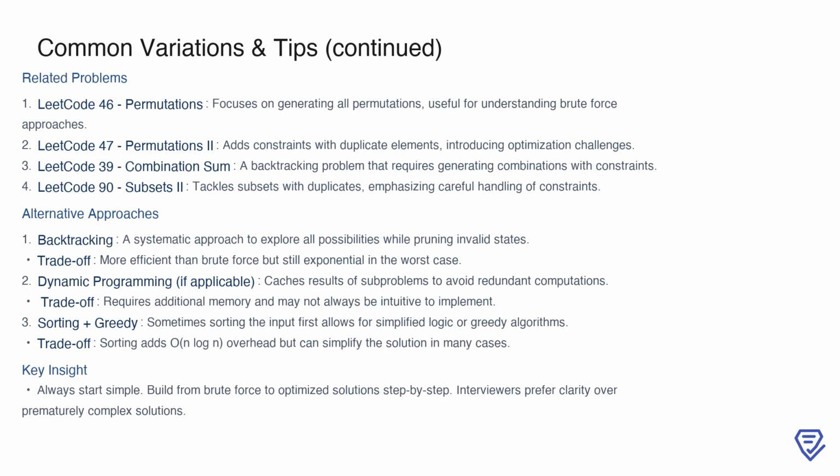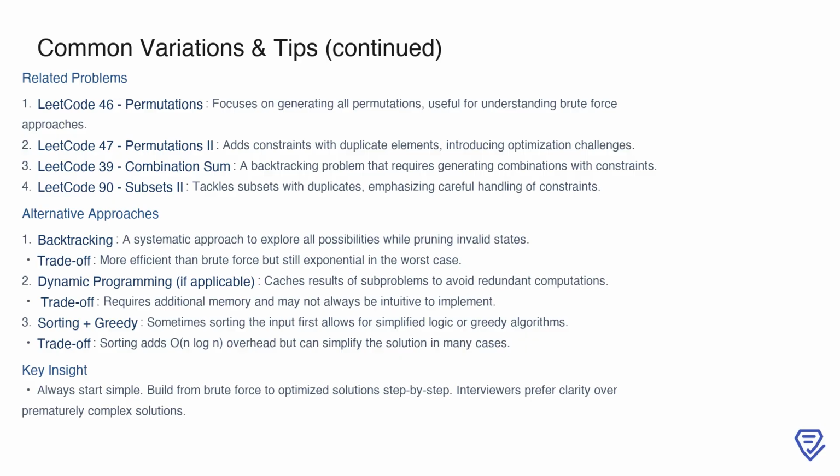When it comes to related problems, there are a few worth noting that can help you build the skills needed for this challenge. For example, LeetCode 46, which involves generating permutations, is a great way to practice brute force approaches. LeetCode 47 adds the twist of handling duplicates, which introduces optimization challenges that are directly applicable here. LeetCode 39 focuses on generating combinations with constraints, and LeetCode 90 emphasizes subset generation where duplicates must be carefully managed.